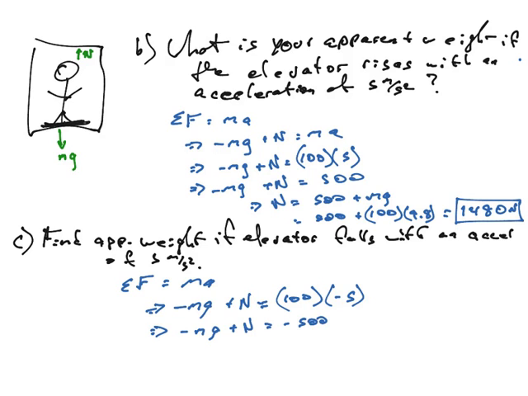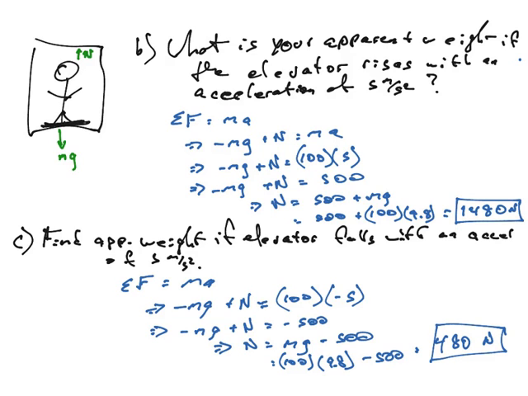What am I looking for? I'm looking for the apparent weight. That means calculate the normal force. So bring the mg to the other side. Normal force is equal to mg minus 500. All right, plug my numbers in. 100 times 9.8 minus 500. What does this say? This says my apparent weight is my true weight, mg, minus a certain amount. I should feel lighter. In fact, 980 minus 500 is 480 newtons.